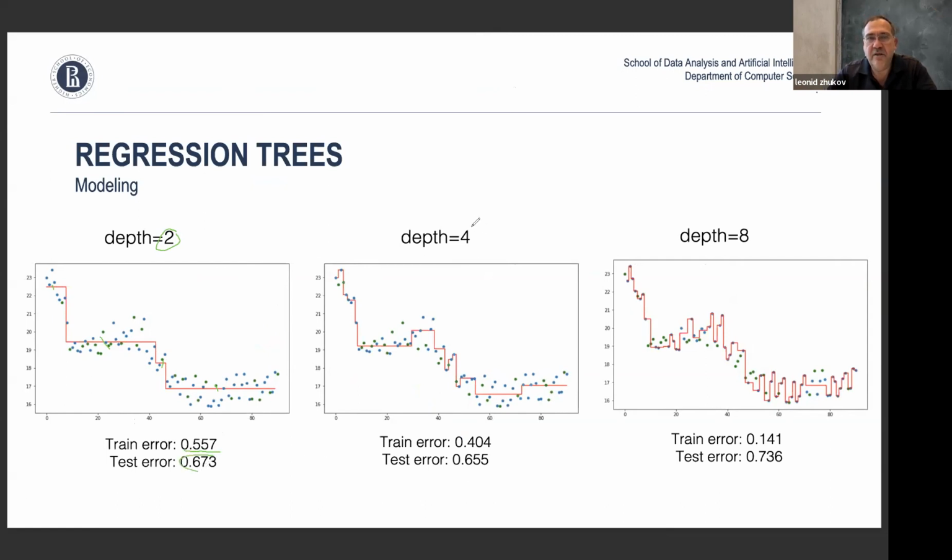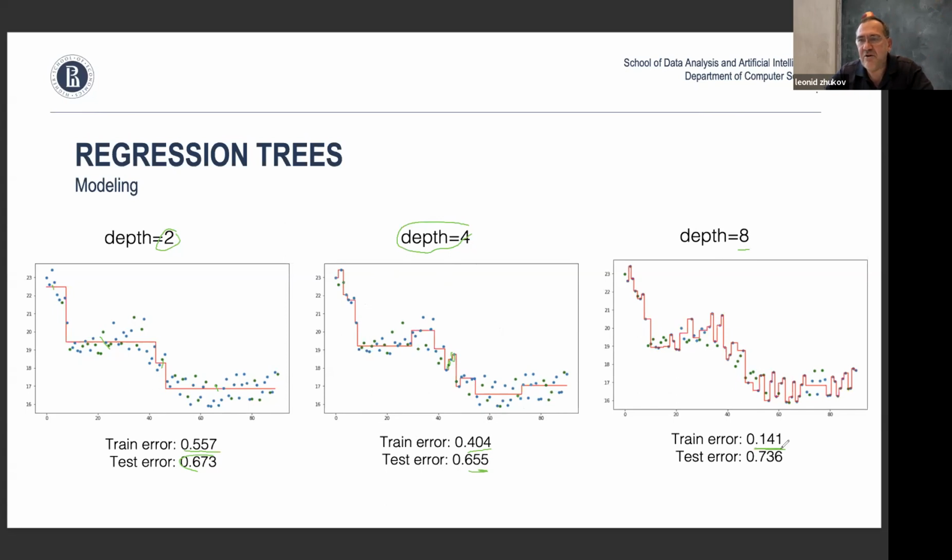Now, I can go to a higher depth, so it's a deeper tree. Now we have 16 points here, right? And train error dropped, but test error did not drop that much. Train error dropped because now it's reproducing those pieces well, but it's already overfitting. But then what happens if I increase the depth and get an even bigger tree?